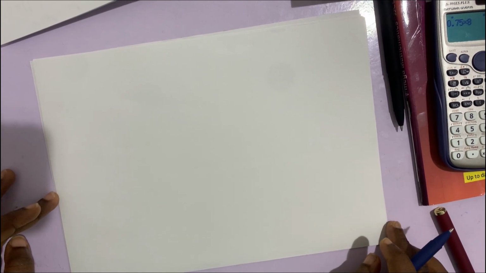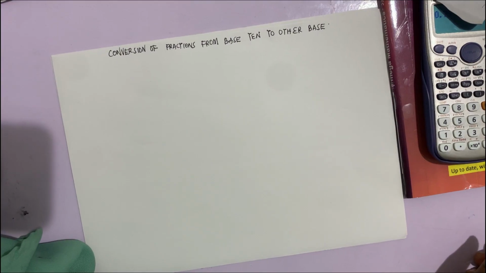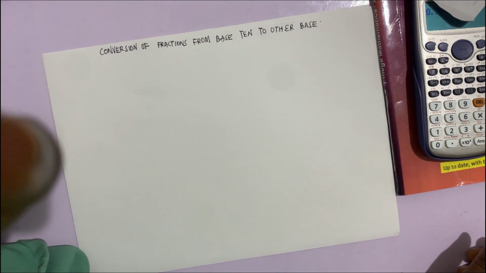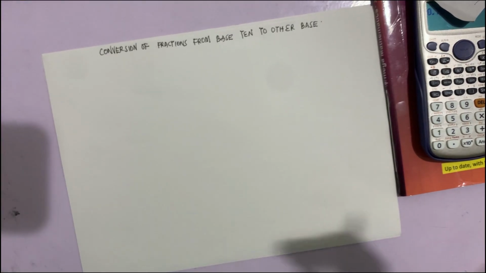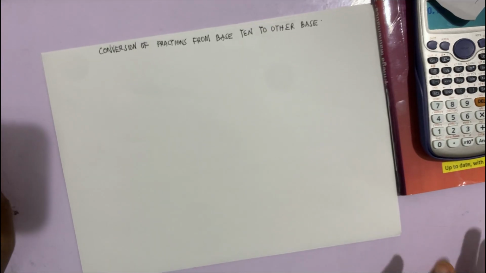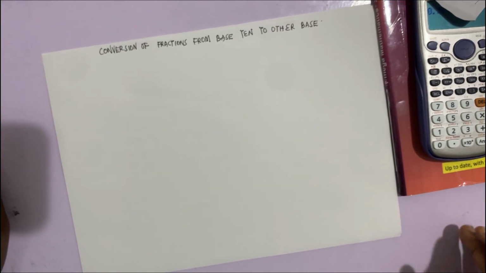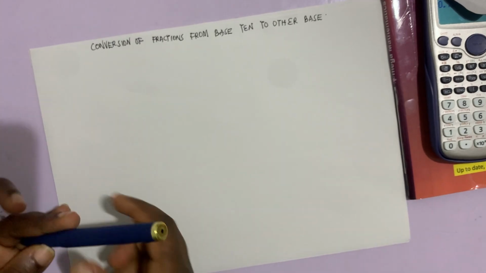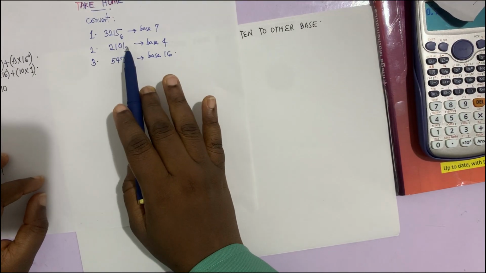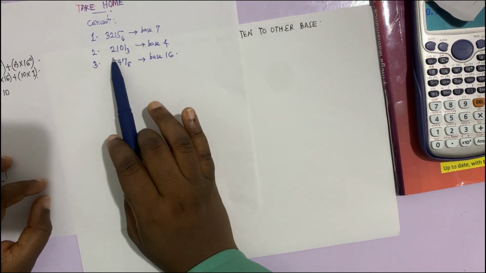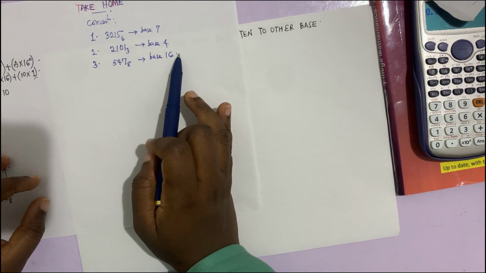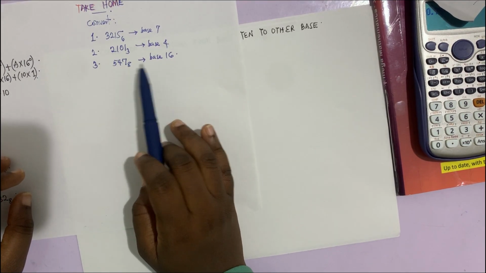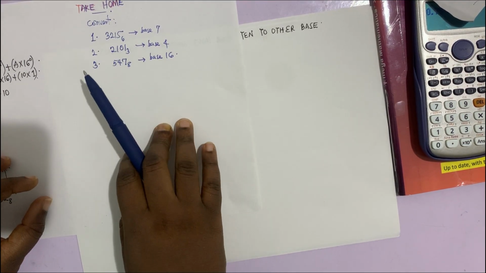So in this video, we'll be looking at fractions of fractions from base 10 to other bases. But as is our practice, we'll begin with solving the take-home assessments from the last video. The questions were to convert 3215 base 6 to base 7, 2101 base 3 to base 4, and 547 base 8 to base 16.